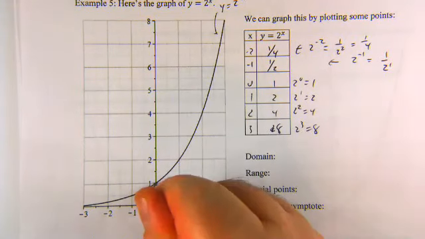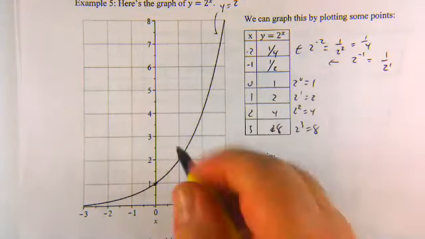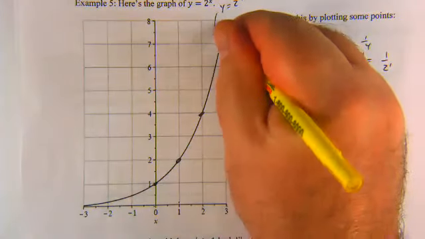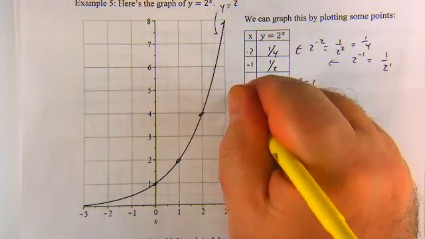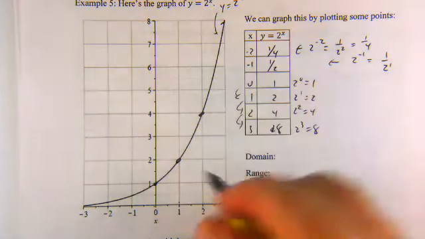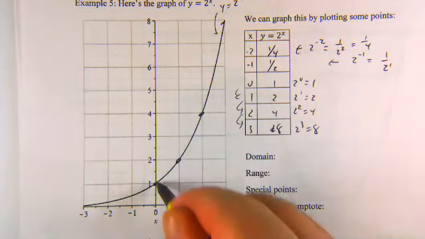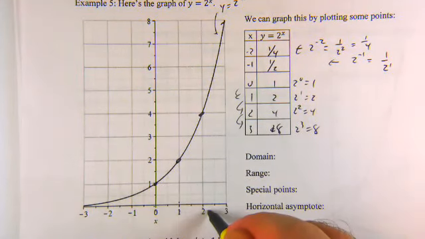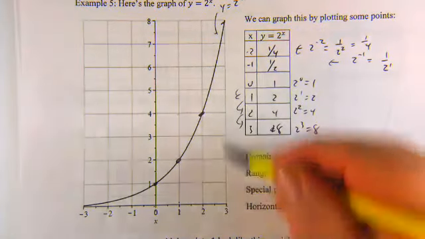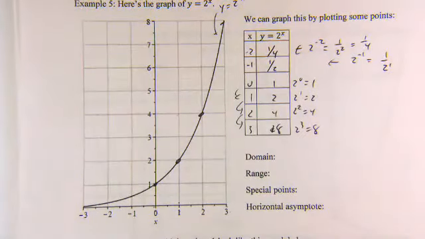x equals 0, y equals 1. When x equals 1, y equals 2. When x equals 2, y equals 4. 3, 8. Note that every time you increase x by 1, you double y, right? So if we go from 0 to 1, we went from 1 to 2. Going from 1 to 2 on the x-axis meant we went from 2 to 4 on the y-axis. 2 to 3 here meant we doubled that there.